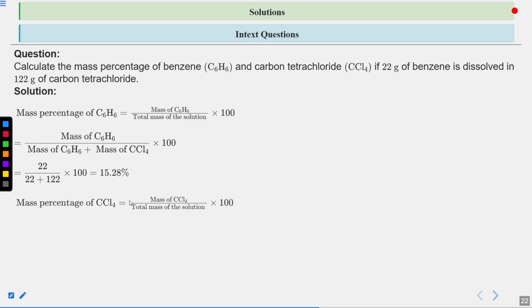Then the mass percentage of CCl4 can be calculated in the same way: mass of the CCl4 by total mass of the solution.